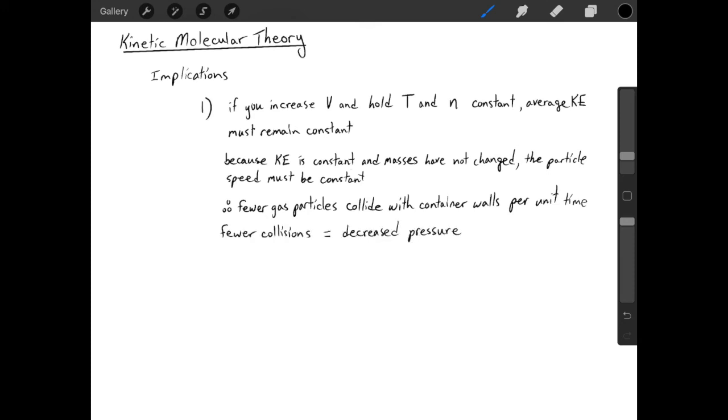And all of that is a long, somewhat roundabout way of getting to the idea that increasing the volume decreases the pressure, and vice versa. Or put another way, volume and pressure are inversely proportional when temperature and number of moles remain constant.